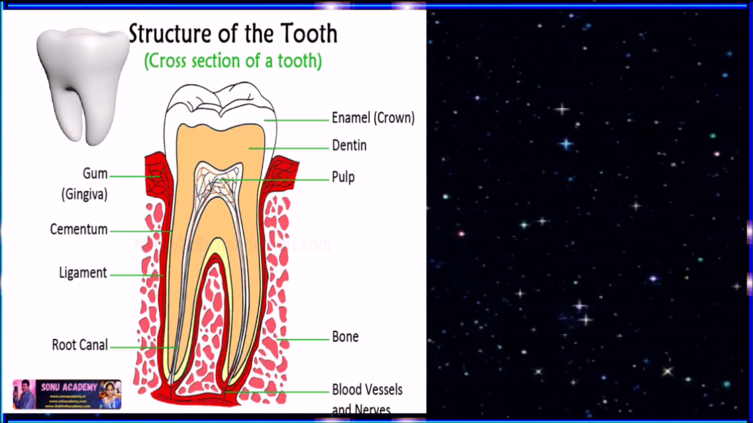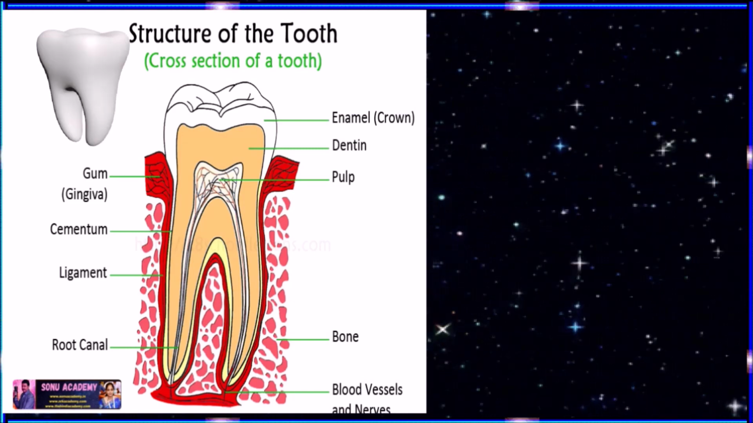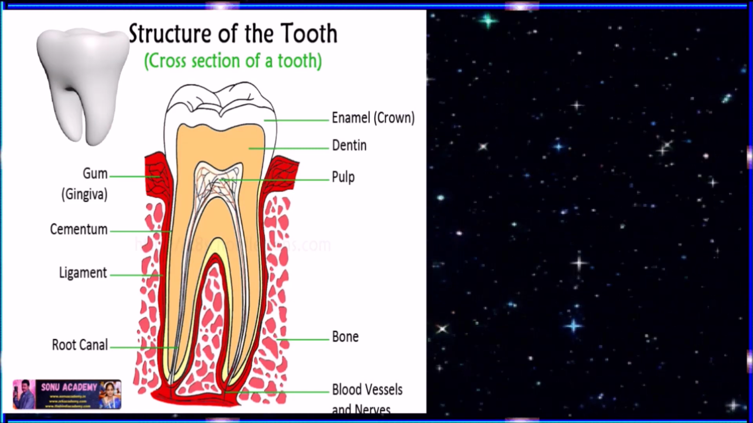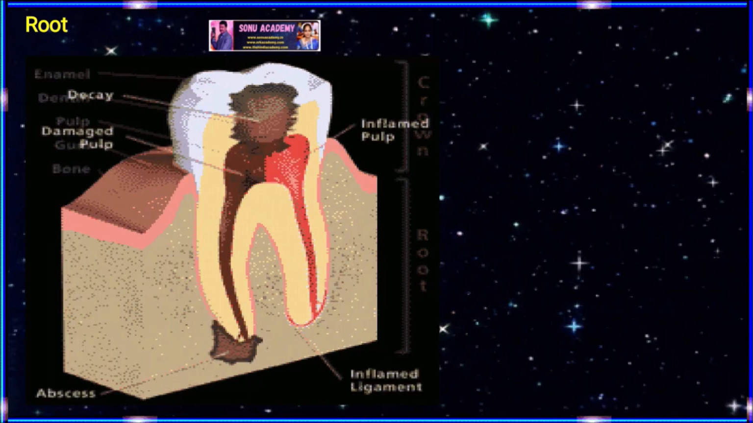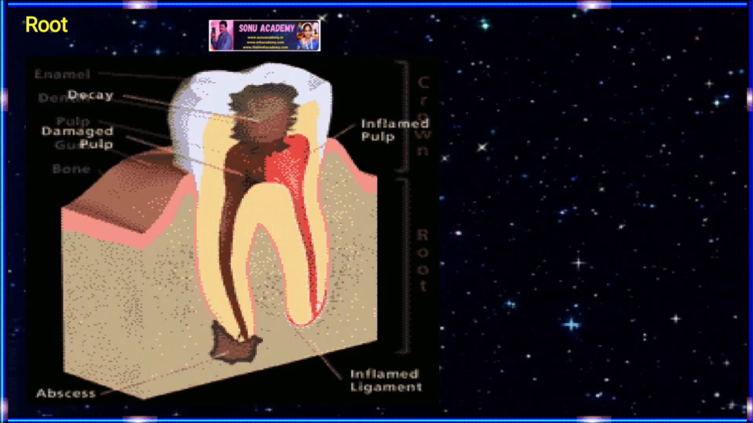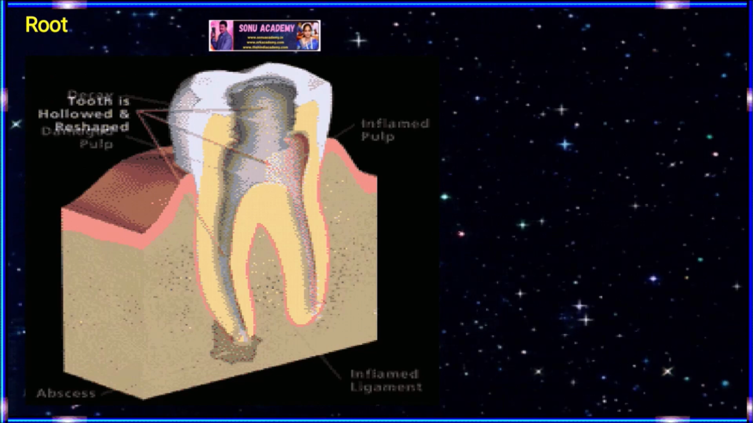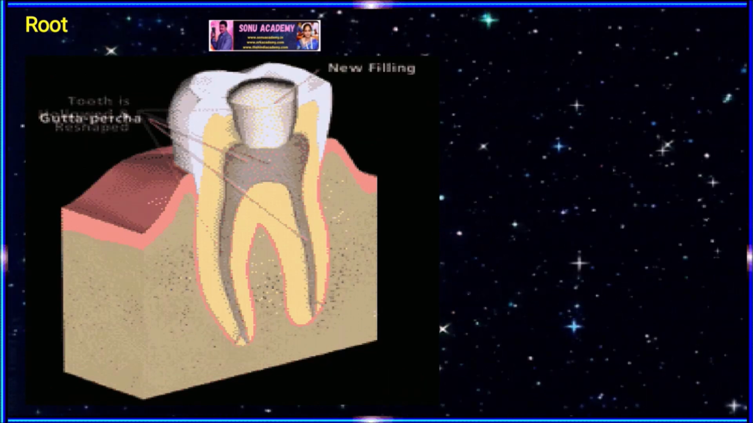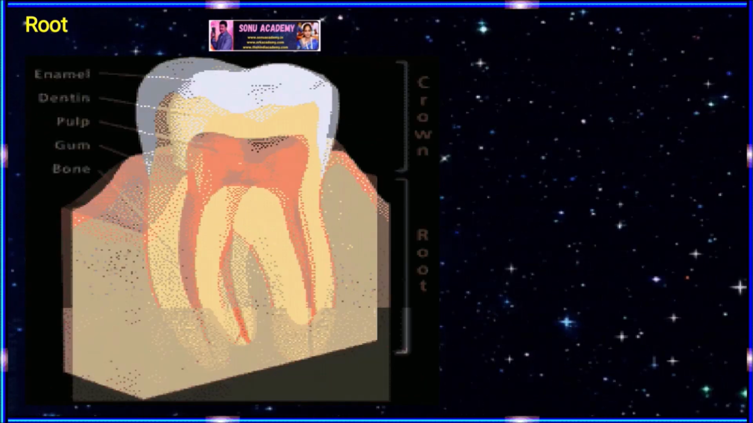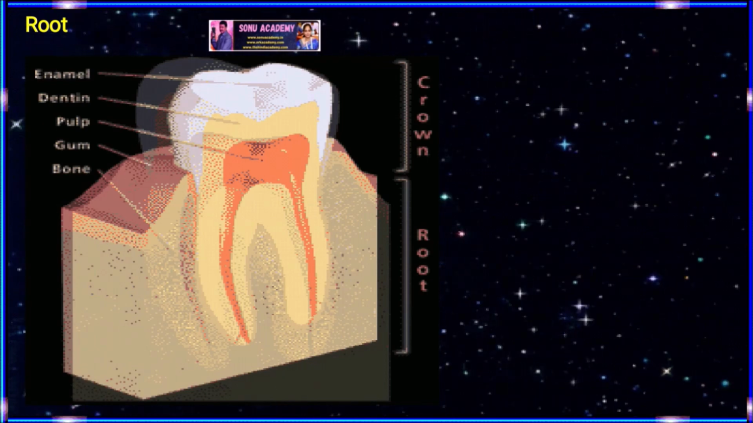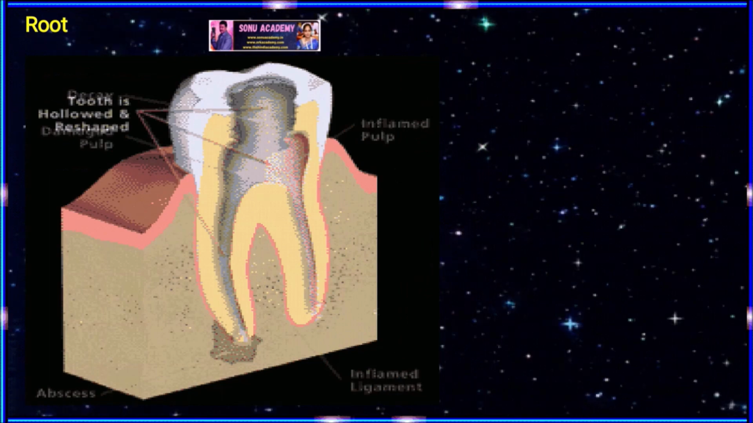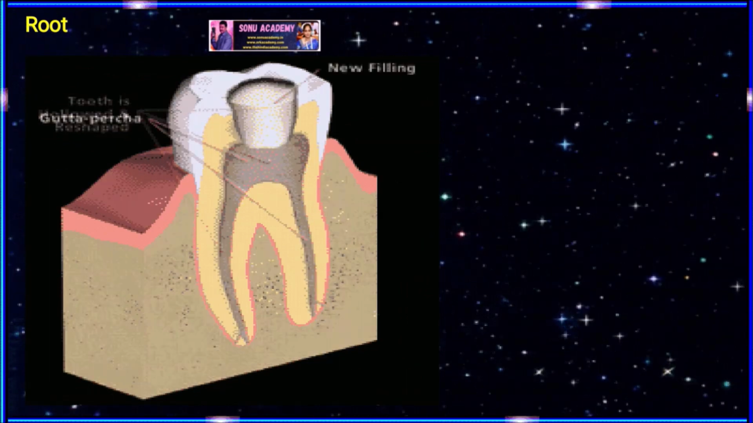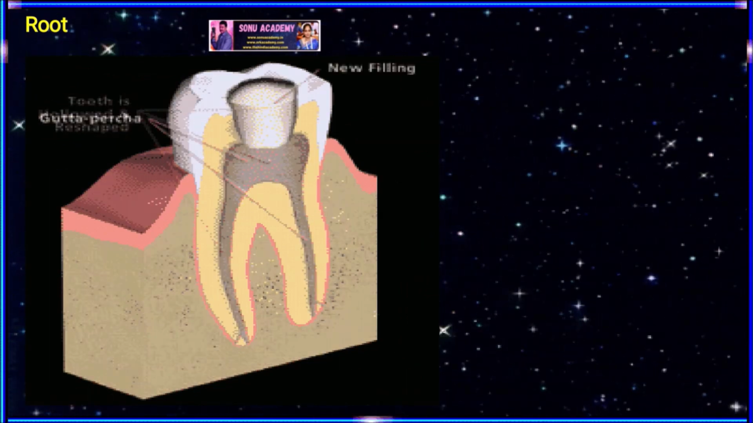Now let us discuss the neck. Neck is a narrow portion at the gum line. Now let us see what the root is. Root is embedded in the jawbone and holds the tooth securely in place. The root is fixed in the alveolus of the jawbone by periodontal membrane and cementum. Cement holds a tooth in its socket and the periodontal membrane covers the cement.